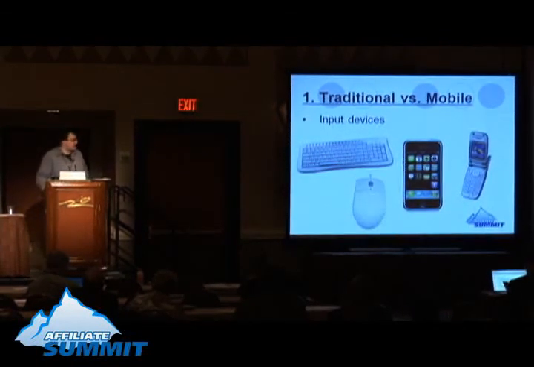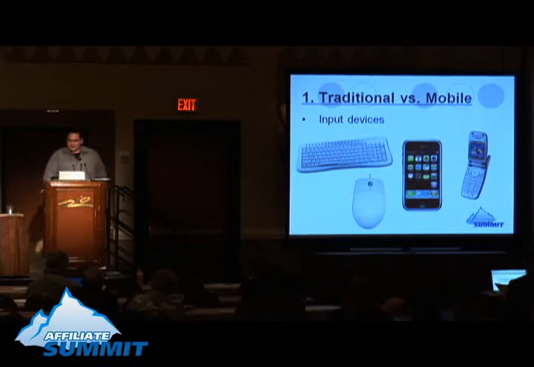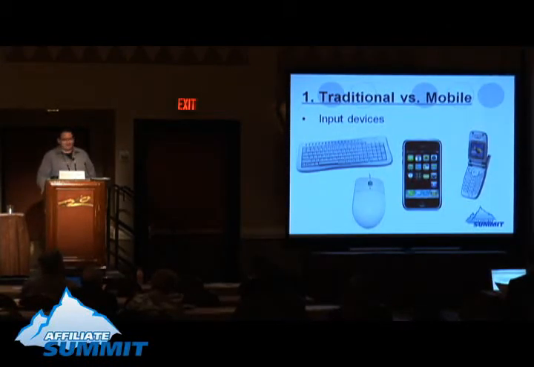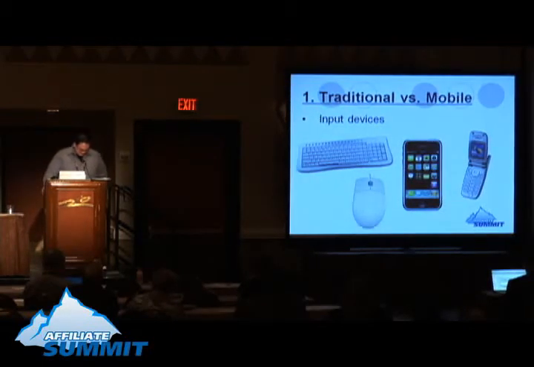Second thing is input devices. On a PC, you have a large keyboard and the mouse. The iPhone, for example, or other smartphones have touchscreens. And standard phones, the dumb phones, only have a keyboard. Same thing. If you try to serve a regular web page with a big form, lots of form fields, it's not going to work because mobile phone users won't fill them out.